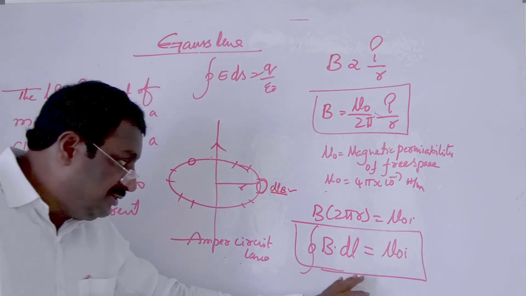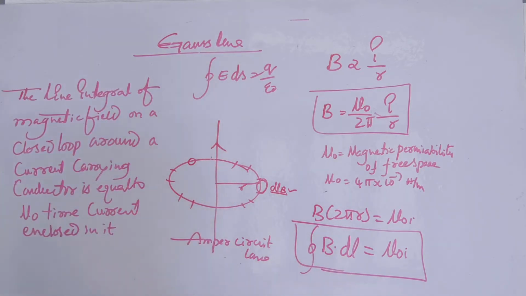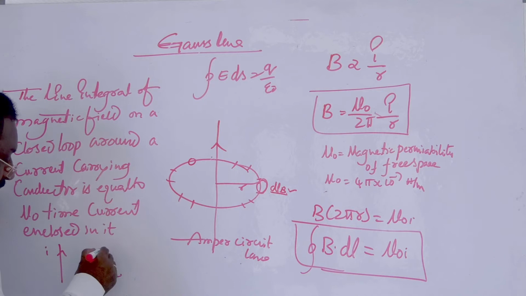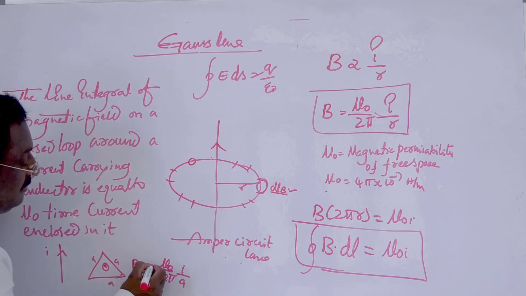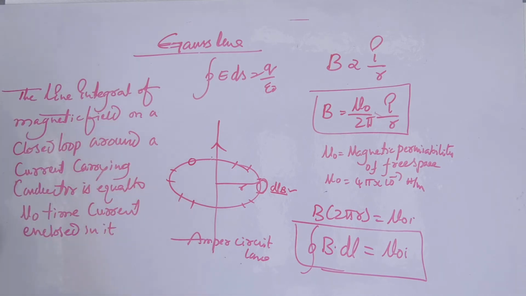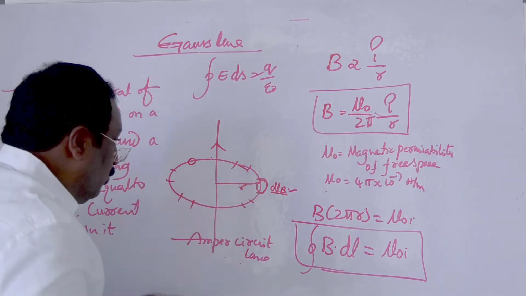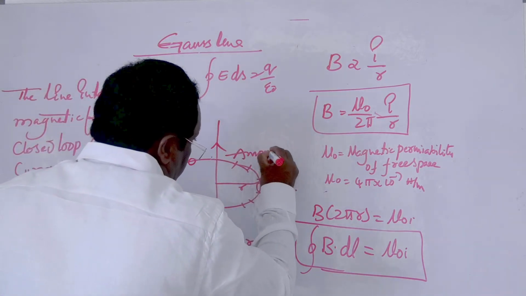Symmetry means, for example, if a current carrying conductor is bent in the form of a triangle, with each side of the triangle A, then the magnetic field at the center of the triangle can be found as mu naught by 4 pi times I by A, where A is each side. So this is called an Amperian loop. What do you call it? Amperian loop.